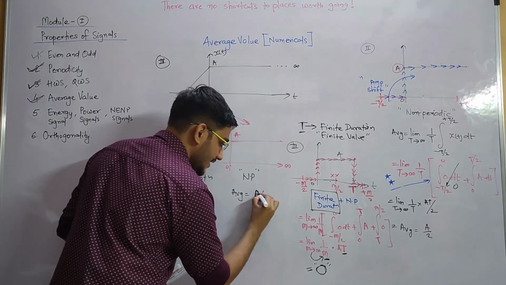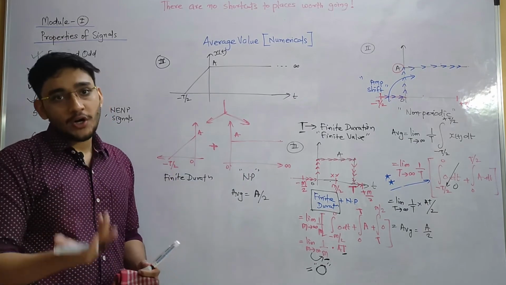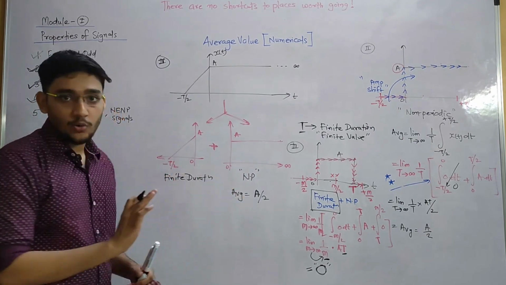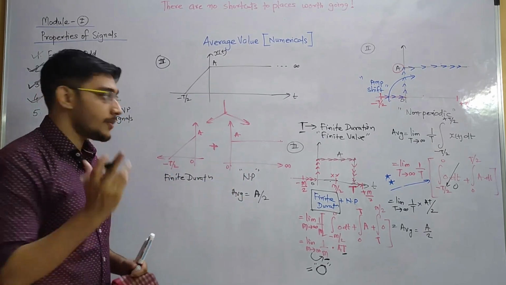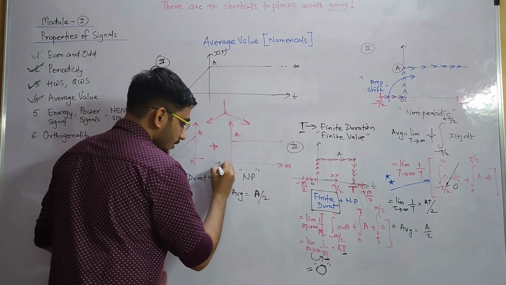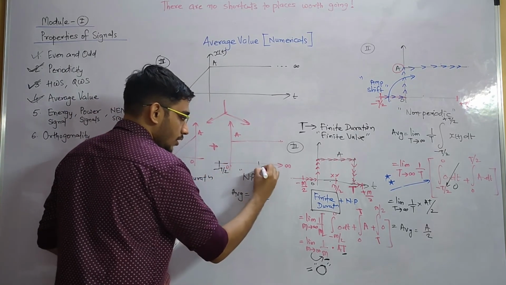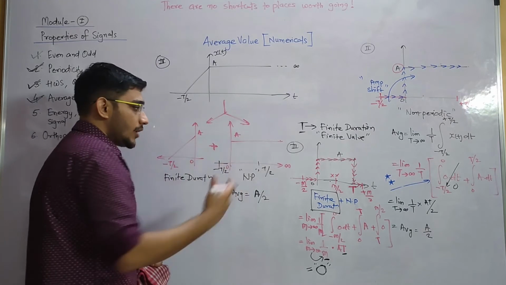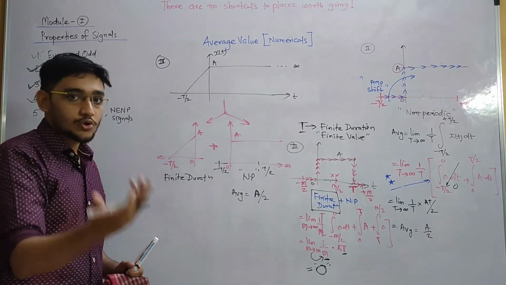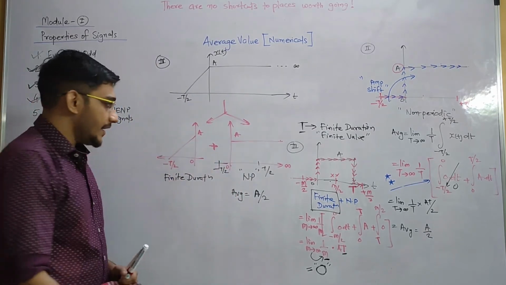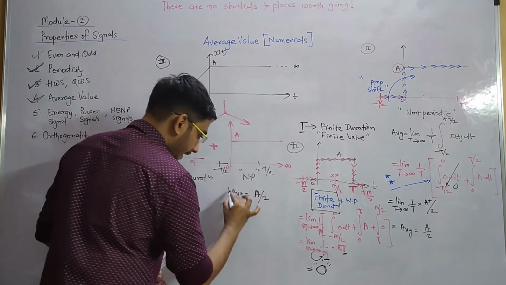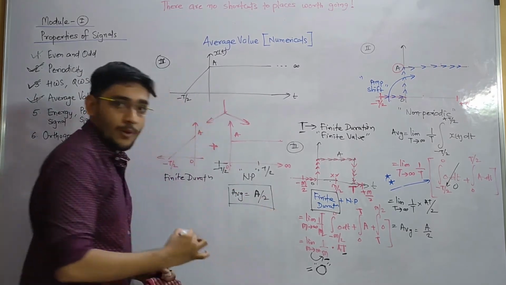And let's say you don't remember what its value was. You don't know the standard results. No problem. What you can do is, see, minus T by 2 to plus T by 2. Take all the amplitude variations into consideration. Solve it. You will get the answer, right? And by conventional methods, you can end up getting this answer, A by 2, right?